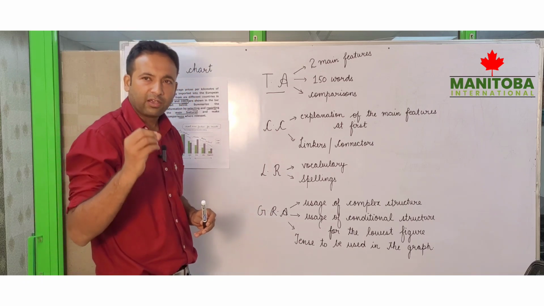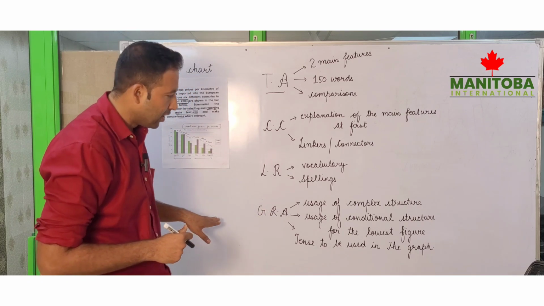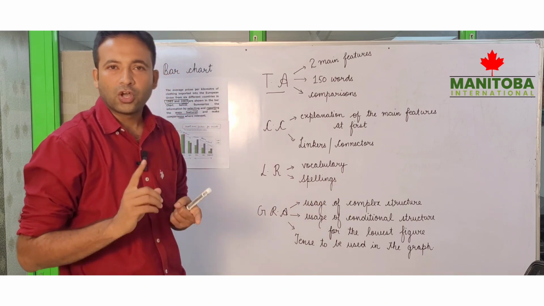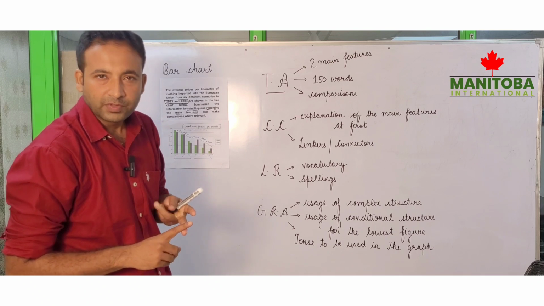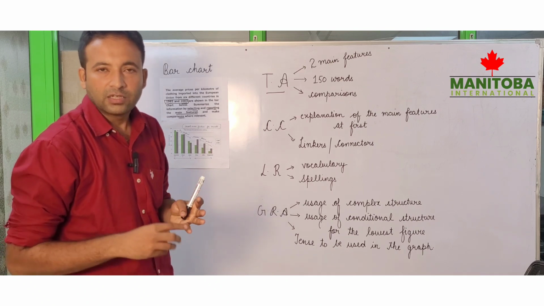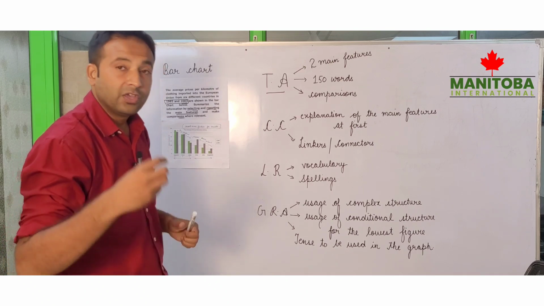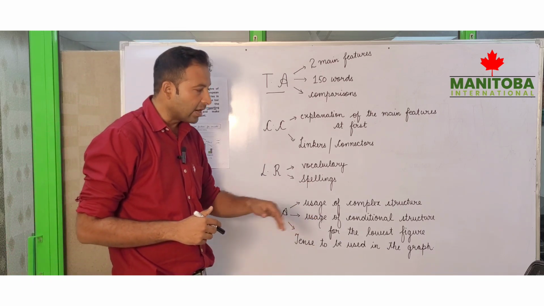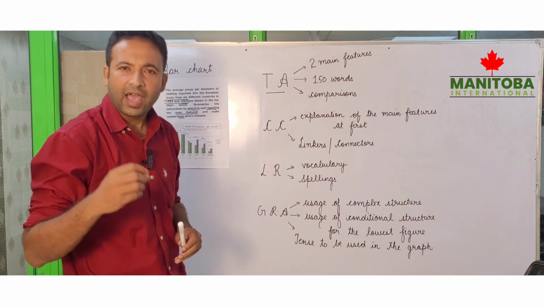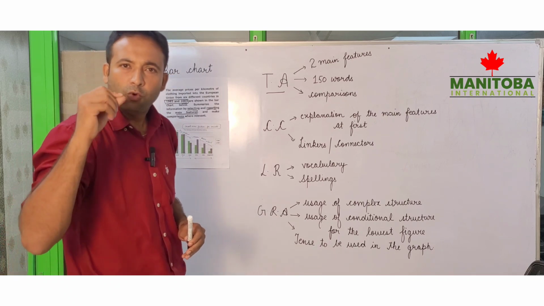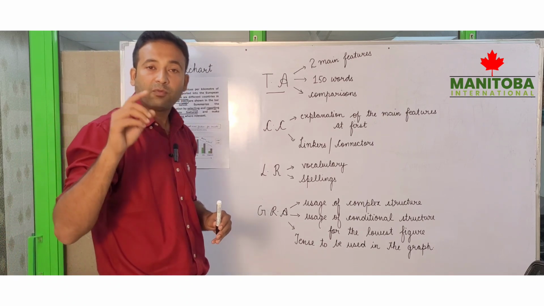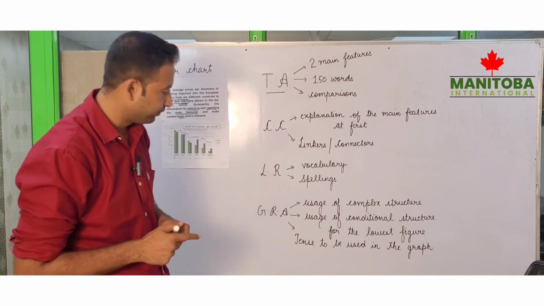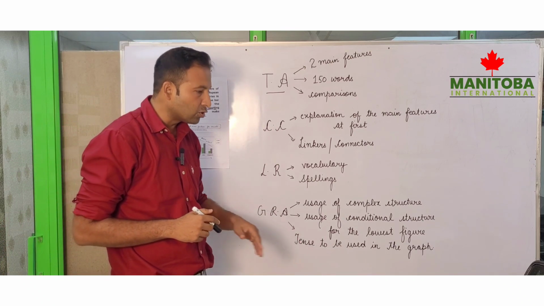Last one is GRA, grammatical range and accuracy. Use of complex structures. What is complex structure? Usage of which, while, that, whereas. This is called complex structure. Even though, although, you can also add. Next one is conditional structure. Conditional means to say, have you used only the word? Whether the word only was used, and it will always be used in task 1 with the lowest figure. Last one is tense to be used in the graph.